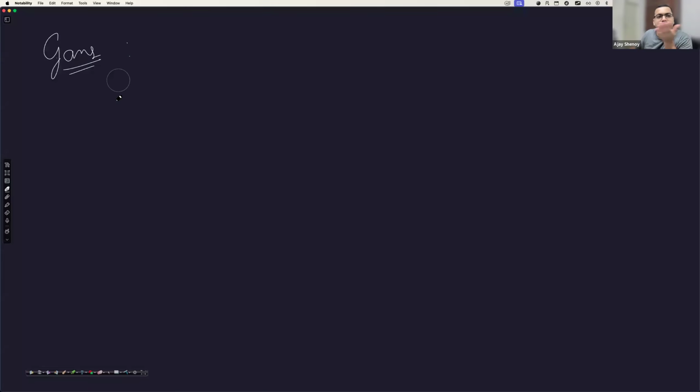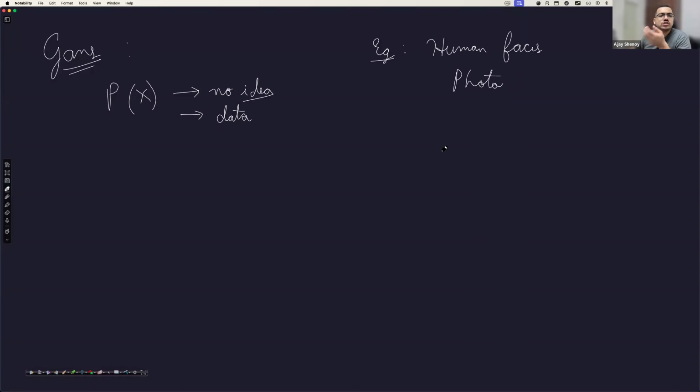So remember, our story so far was that we have some probability distribution, and we have no idea about this, but what we have is a bit of data. What do I mean by this? Take any example, the one we can clearly relate to is human faces. If you look at human face photos, that's a data set we can easily understand. And if I show you photos, you can almost realize whether it's AI generated or not, right?